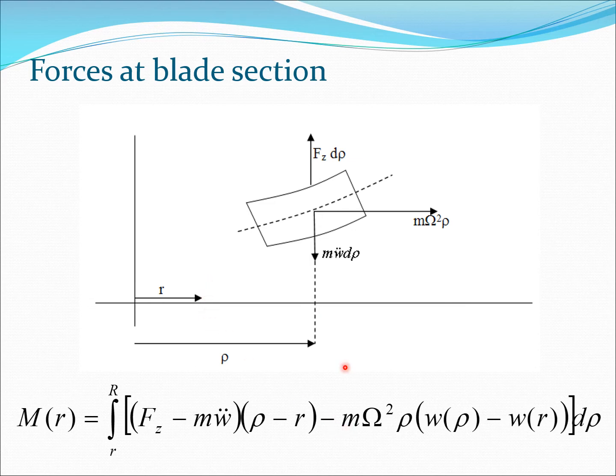Also, there is a force because of the centrifugal forces. So you can see this centrifugal force is acting in this direction. So this force was going in this direction, so its direction we have taken as positive. So this is in the reverse direction, so this is negative. And here the moment arm is going to be W of rho, which is the displacement at this point, minus W of r, which is the displacement at this point. So this distance is the moment arm for the centrifugal force, and then we take this and write it out.